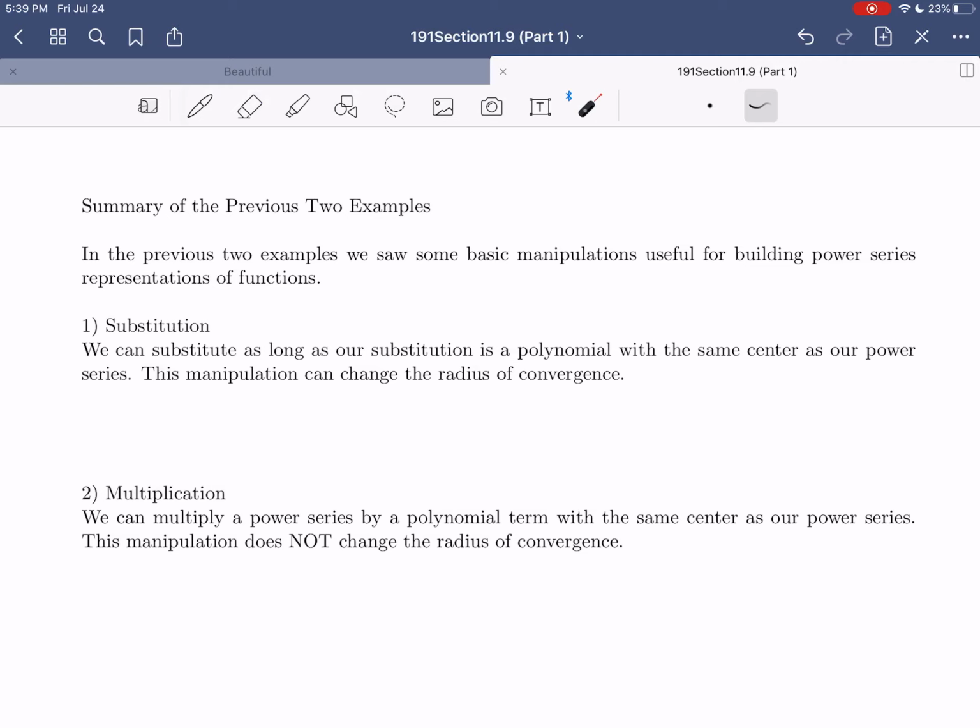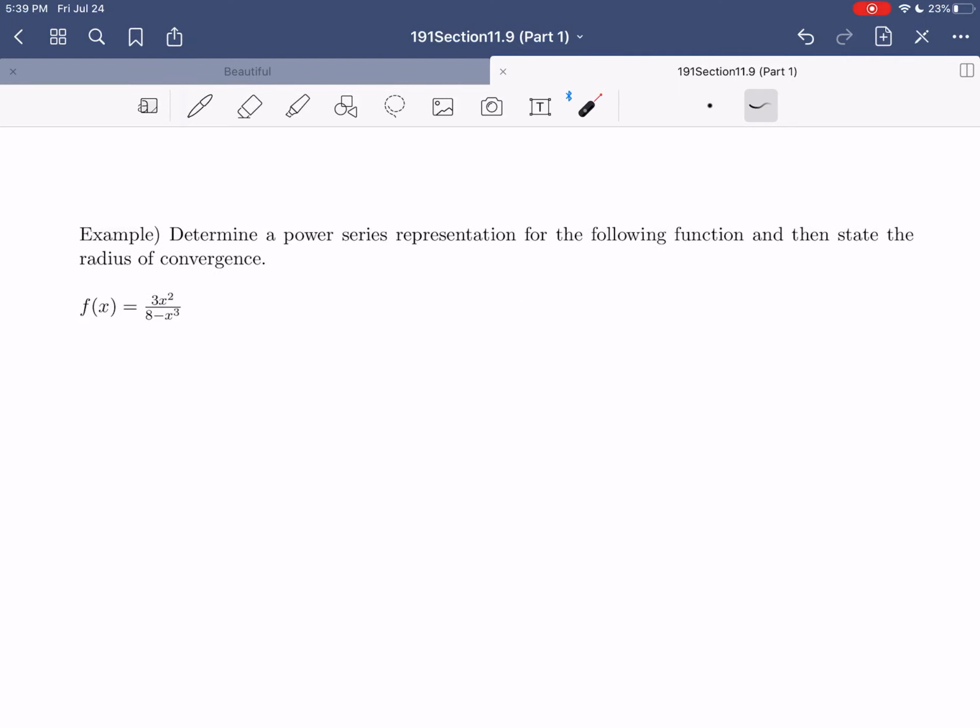Before we get to talking about differentiation and integration of power series, though, I'd like to do one more example, practicing these two manipulations and making sure we really understand what we mean by a power series representation. So let's take a look at one more example here. We'd like to determine a power series representation for this function, 3x squared over 8 minus x cubed, and then state the radius of convergence just as before.